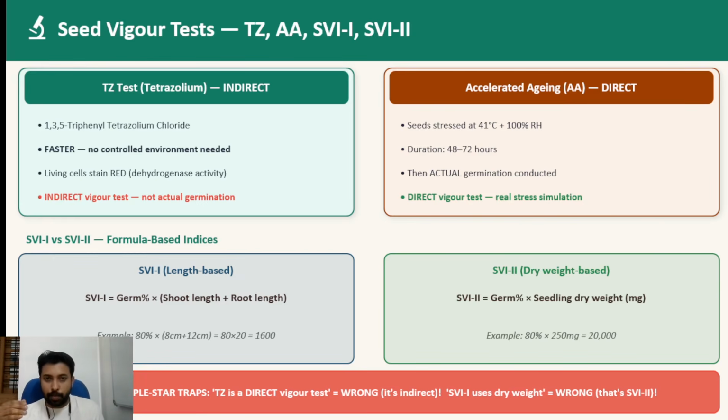Indices are also indicators of how much vigor the seedling or the seed has, while accelerated aging is a direct test, and the tetrazolium chloride test is an indirect method of testing seed vigor. Hope these points are clear to everyone. I am repeating, this is not a detailed lecture on seed vigor testing. We have many other points to discuss in the detailed sessions.